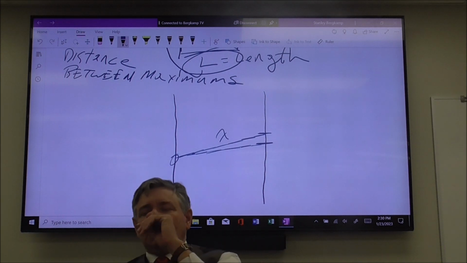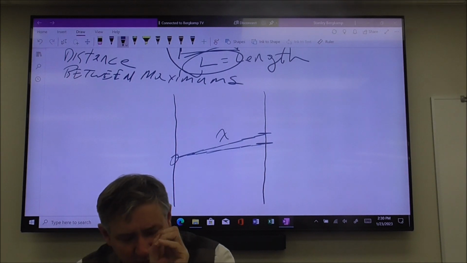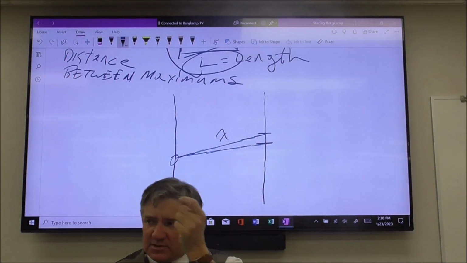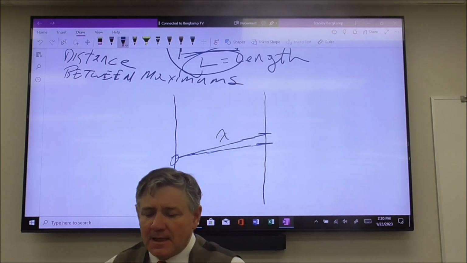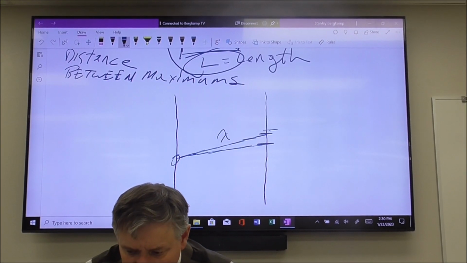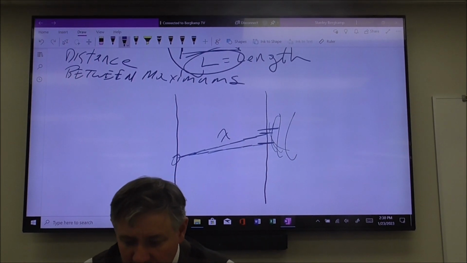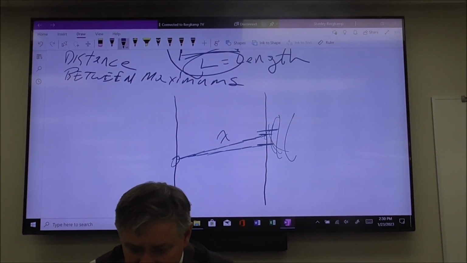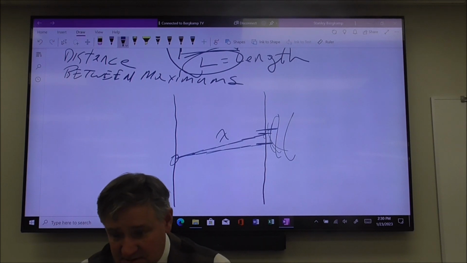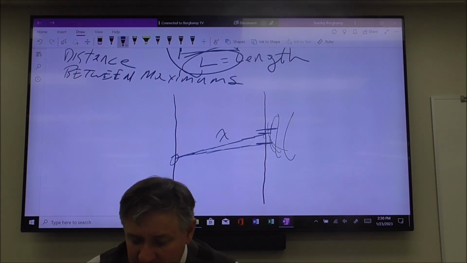Now, here's a different way of seeing how those bright lines appear. So here's this double slit. You have this light coming in here like this. The light's going to come through here and it's going to travel a certain distance. Then that light's going to come through here.